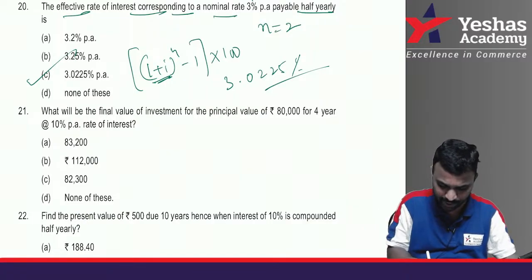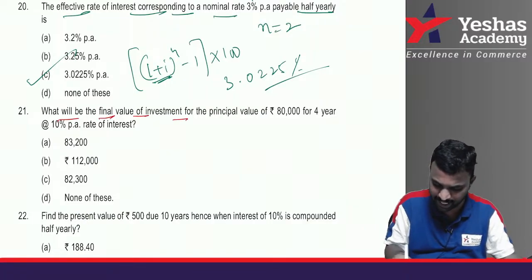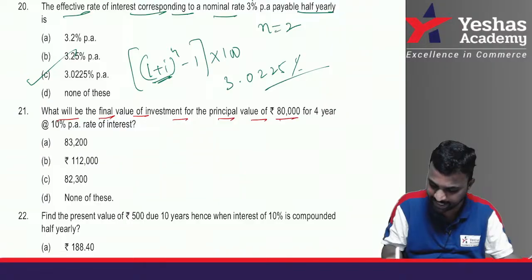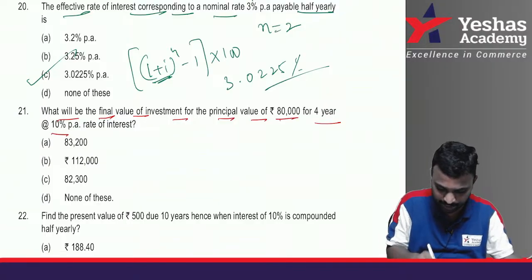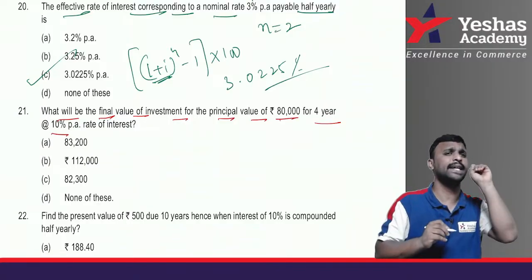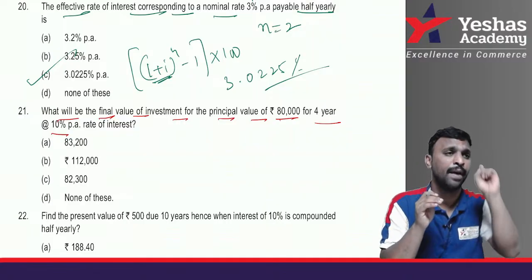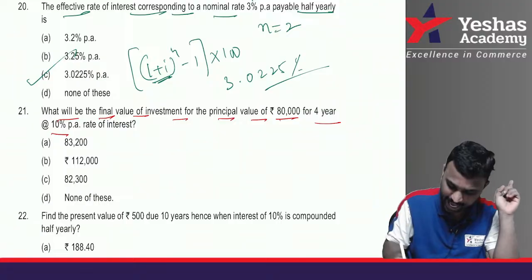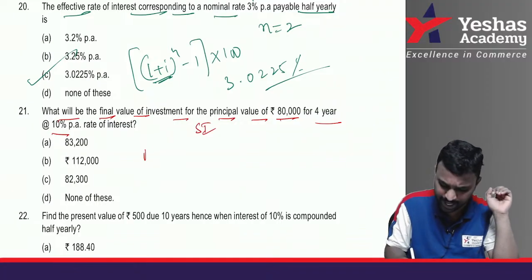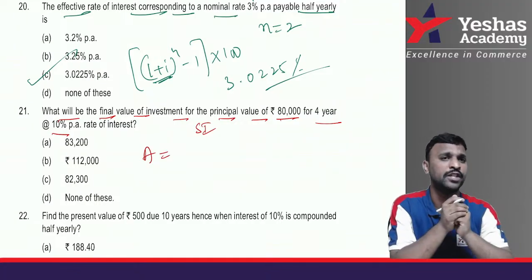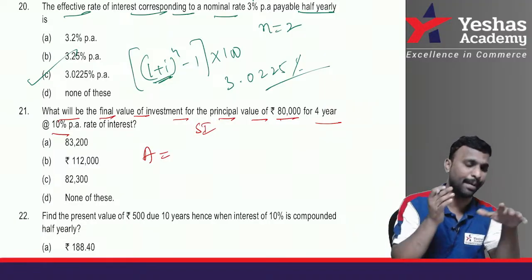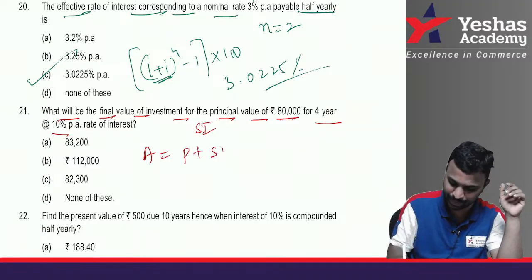Guys, moving on to the next question. What will be the final value of the investment for the principal value of 80,000 for 4 years at 10% per annum interest? Guys, they haven't specified whether it is simple interest or compound interest. By default, you have to take it as SI. So they're asking us to find the final amount of investment. That means it is the amount only. It is going to be P plus SI.